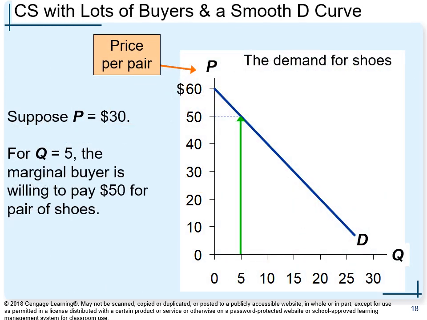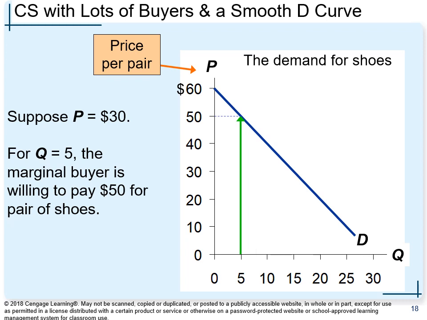Okay, now let's apply this concept to the typical smooth linear demand curve that we're used to working with and that we're actually going to continue working with. So let's suppose that the price of shoes is $30. So remember that different quantities have different willingness to pay, have different values to different consumers. So for the fifth unit that gets demanded, the willingness to pay of the marginal buyer, we already established that it was $50. That is the height of the demand curve at Q equal 5.